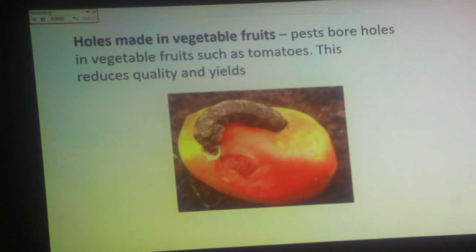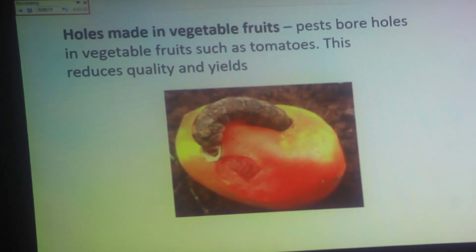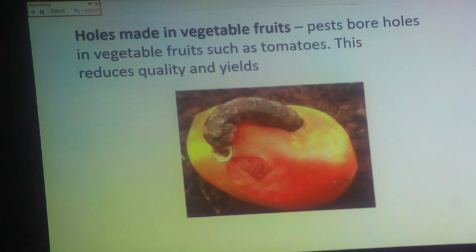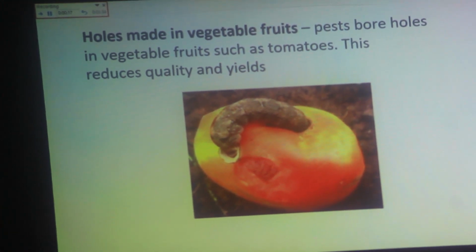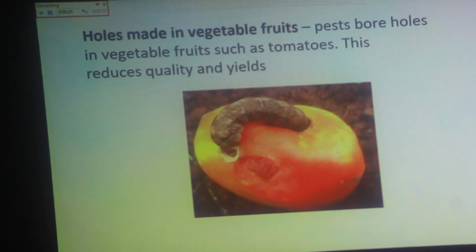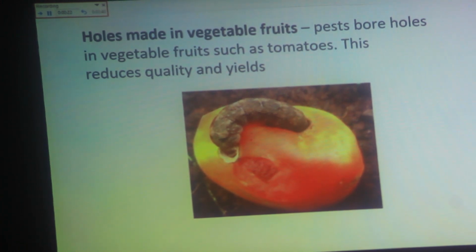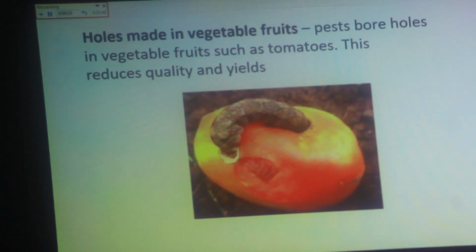We have holes made in vegetable fruits. This is whereby in fruits such as tomatoes, which I hope all learners know how tomatoes look like, the pests bore holes in terms of looking for food, and thus will reduce the quality and the yields of our vegetables. And if you come across a crop or a vegetable in your garden that has holes in it, especially the fruit vegetables, then it should give you a warning that there is an attack by the crop pests, like we can see in the diagram next to it.